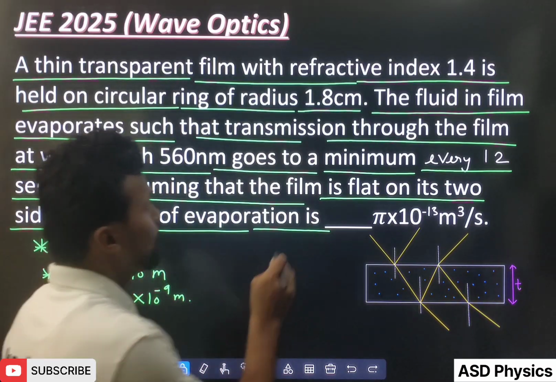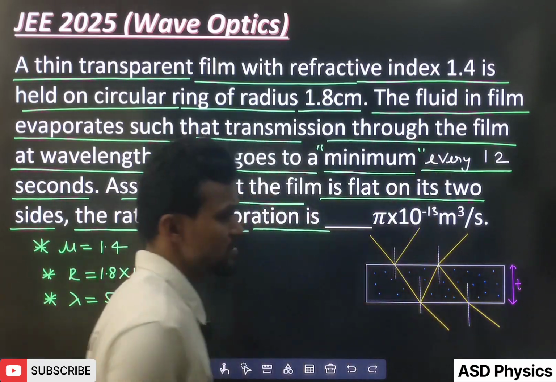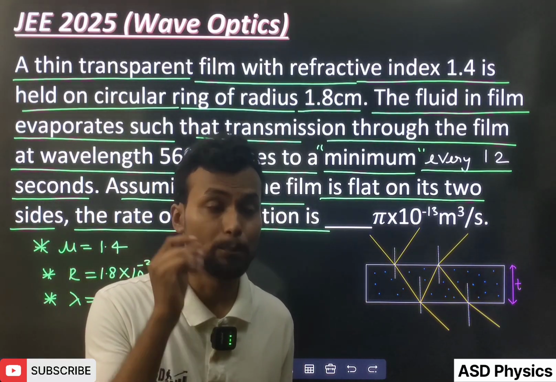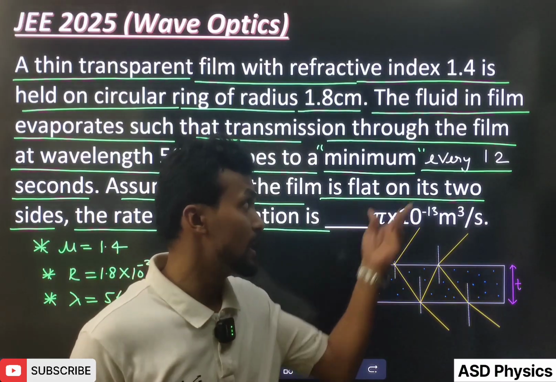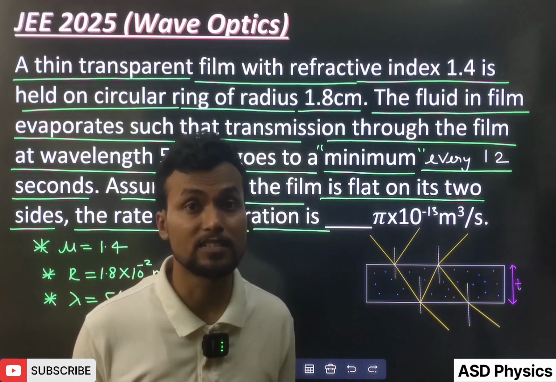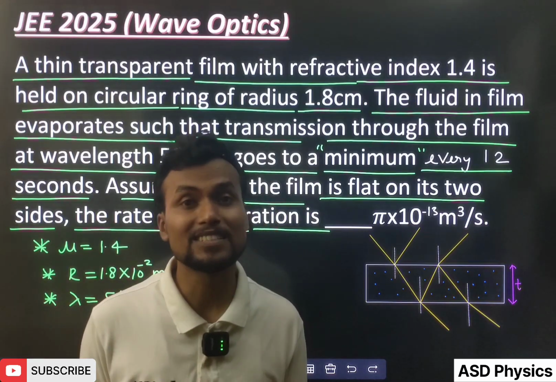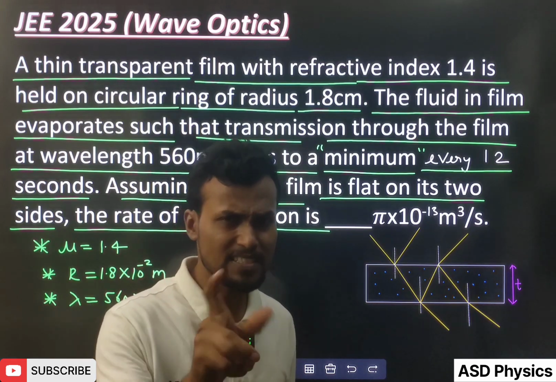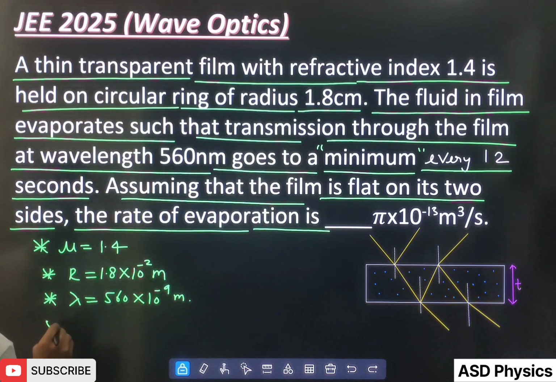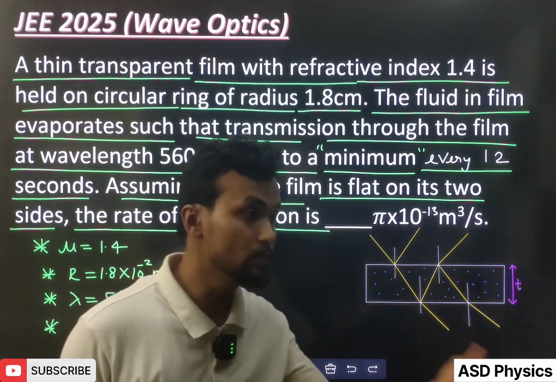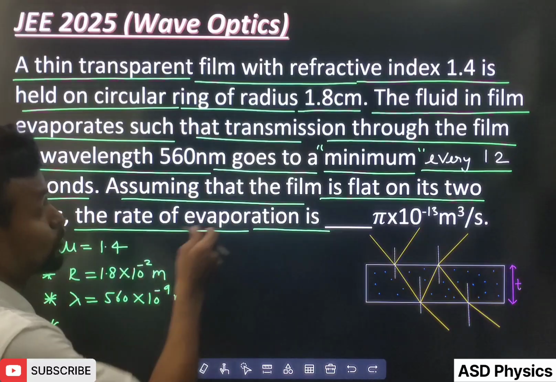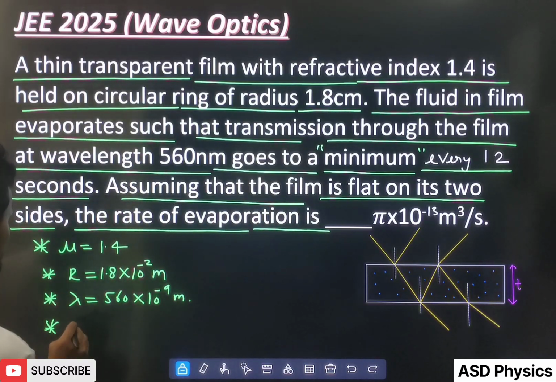And minimum: remember that in interference, maximum means constructive interference is happening, and minimum means destructive interference is happening, like in YDSE. In YDSE we have learned that constructive interference gives bright fringes and destructive interference gives dark fringes. So from one minimum to the next minimum, how much time interval is there? 12 seconds, because they are telling us it goes to a minimum every 12 seconds. That means minimum to minimum takes 12 seconds.